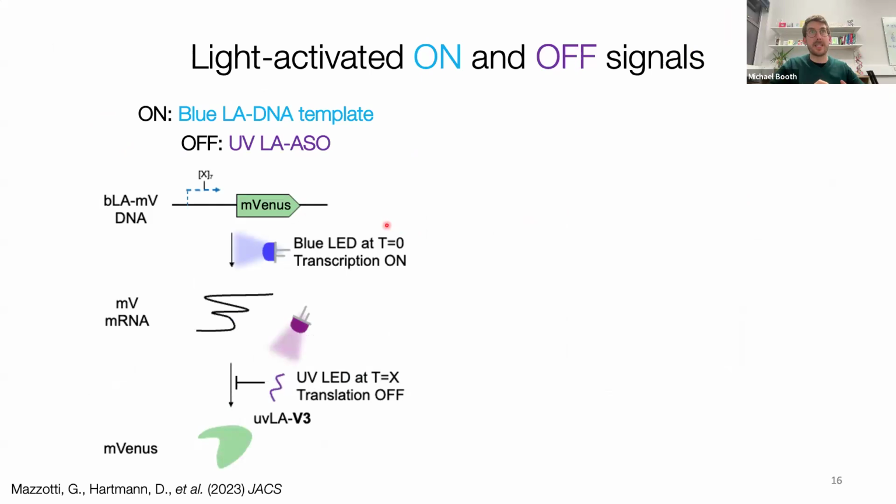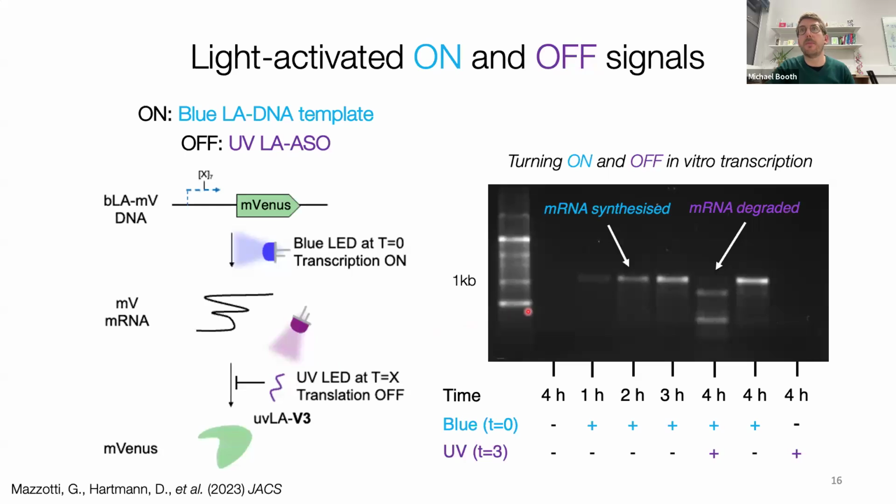So then if we could put those two things together, we can get a blue template that expresses a fluorescent protein that then gets degraded by an ASO that's activated with UV light. And so what that looks like on the mRNA level is if we don't shine any wavelengths of light, then we get nothing. But if we shine blue light, then we get transcription. And then if we don't do anything, it just stays transcribing. But if we shine UV light after 3 hours, then we get the degradation, right? So we've got an on switch and then an off switch, and all with light.